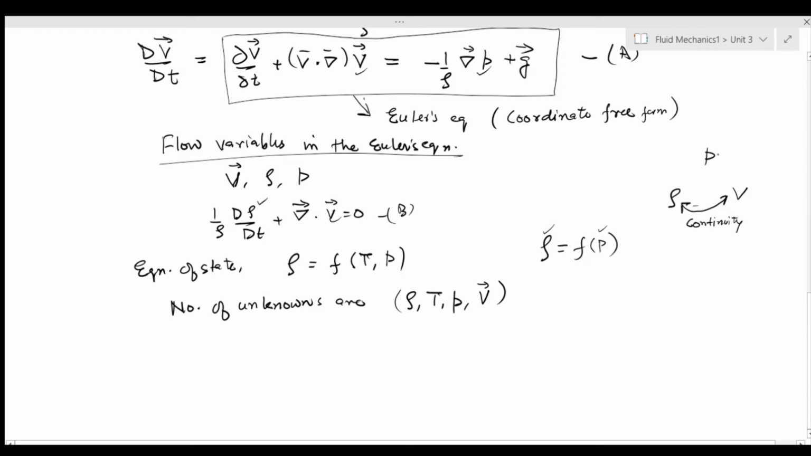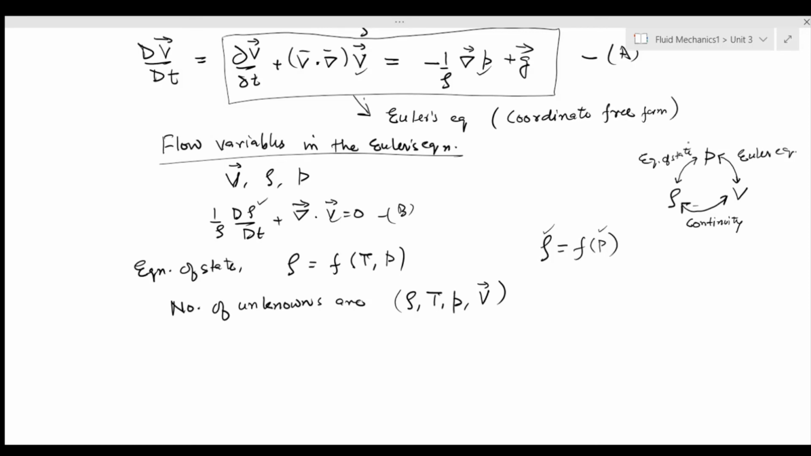The relation between pressure and velocity can be obtained for inviscid flow from the Euler equation, and the relation between pressure and density can be obtained from the equation of state. Again, this is the case where I am considering that density is dependent on pressure only. There are no energy exchanges happening.